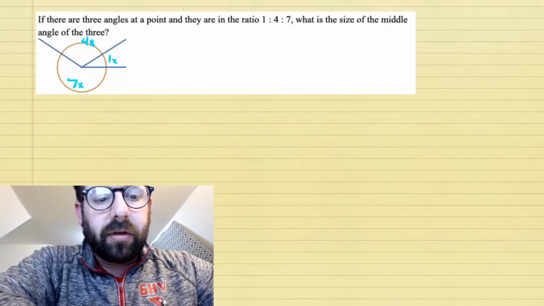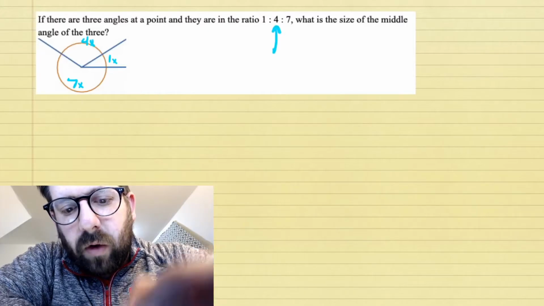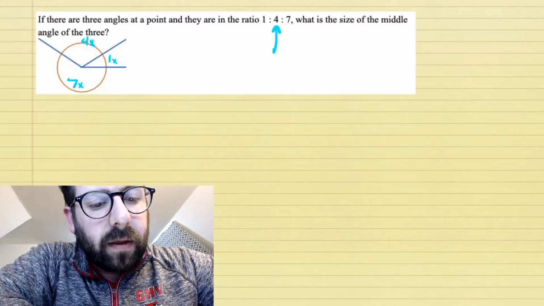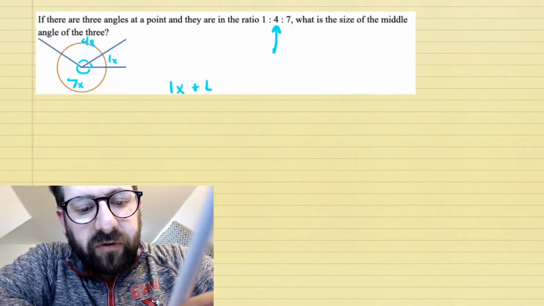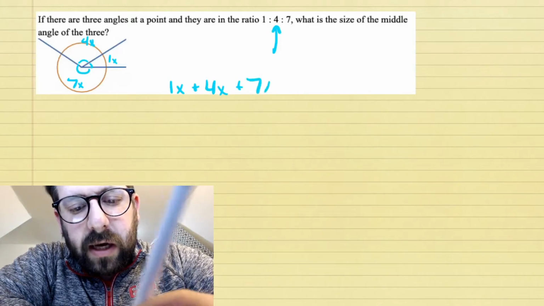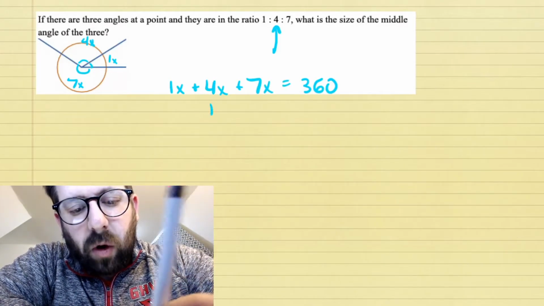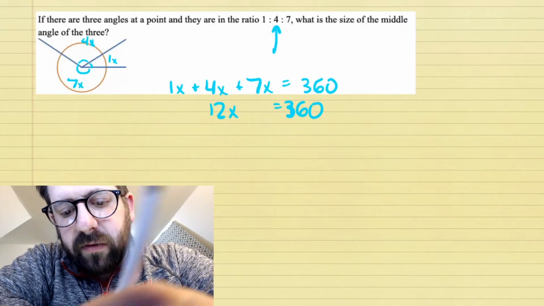We want to find the middle of the 3. The middle of the 3 is the 4x. So we want to find this one, right? What we're going to do is add up these angles because it's a center, right? These angles are all based on a circle. So the 1x plus 4x plus 7x should equal 360. If I add these up, that makes 12 x's total. So I'm going to take 360 and divide by 12.